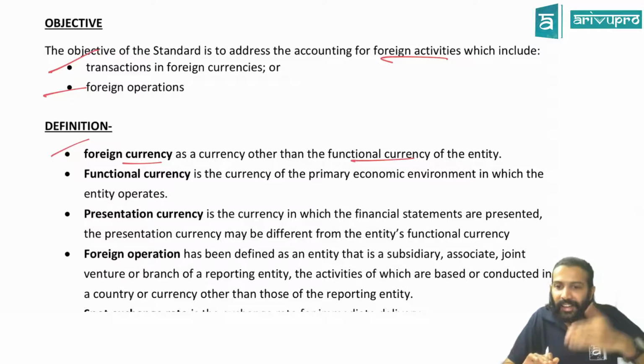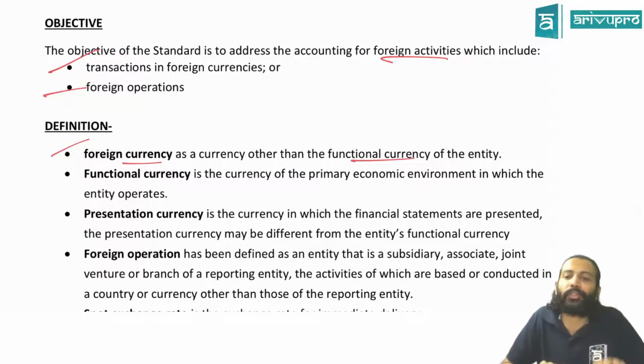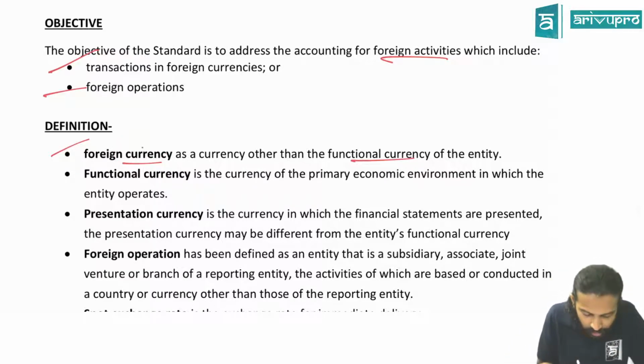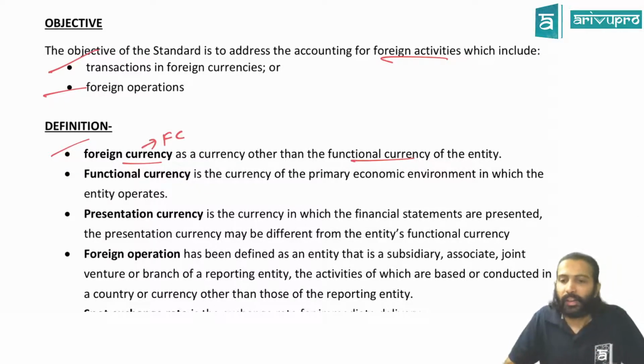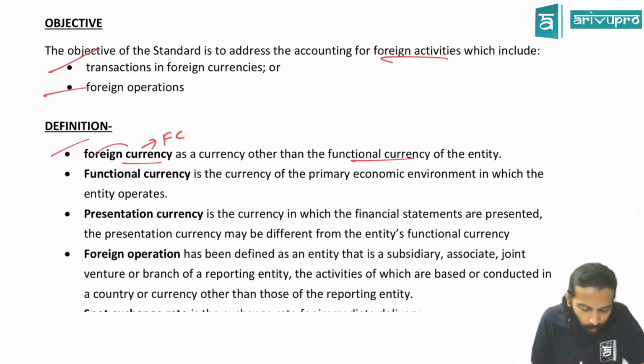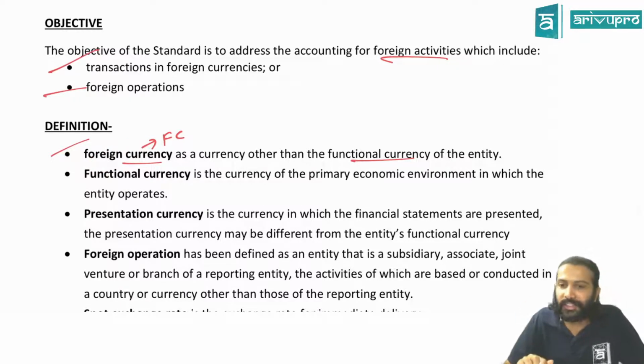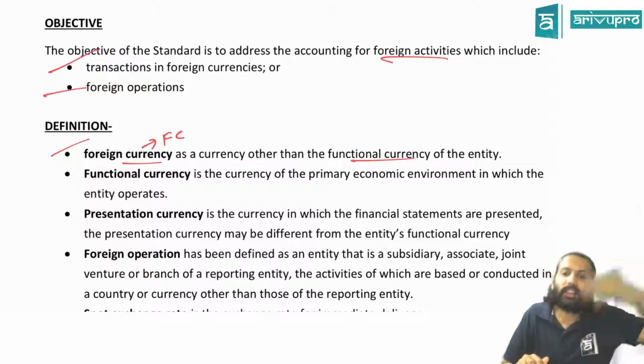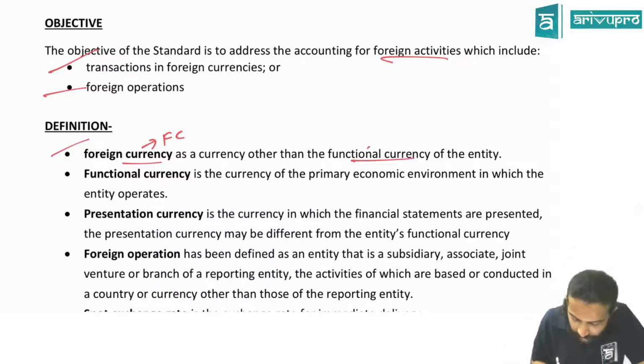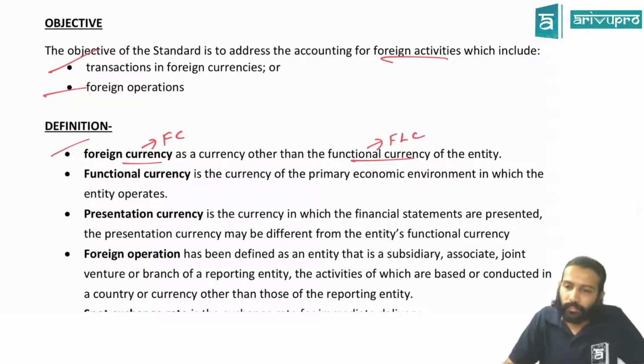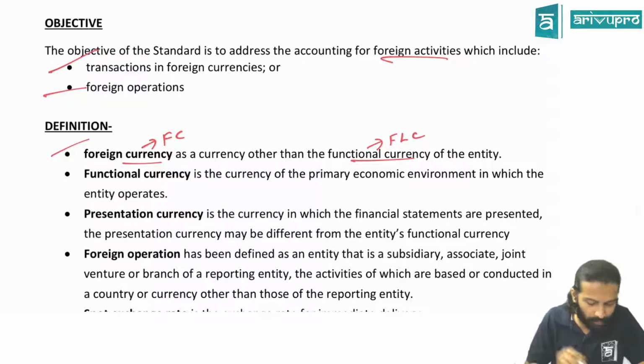As far as IND AS is concerned, there are three types of currency you will get: foreign currency, functional currency, presentation currency. I'll tell you what each of them is. But first, foreign currency, which we'll call FC going forward. Foreign currency means any currency other than functional currency. They have not defined foreign currency. They have defined functional currency and say anything other than functional currency is a foreign currency. Functional currency, we'll call it FLC. Anything other than FLC is an FC.